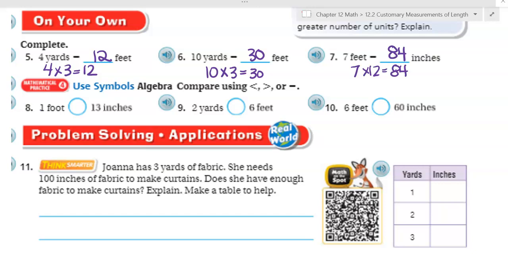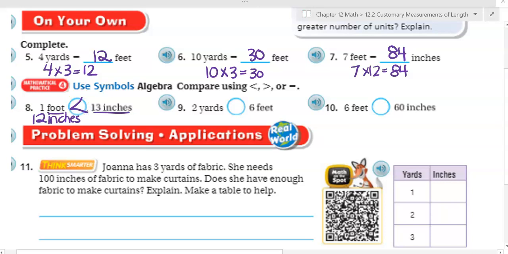Well, I can't compare these two because the units are not the same. However, I know that 1 foot equals 12 inches. So now that these are the same, I can compare them. Which one is larger, 12 inches or 13 inches? Well, 13 is larger than 12.